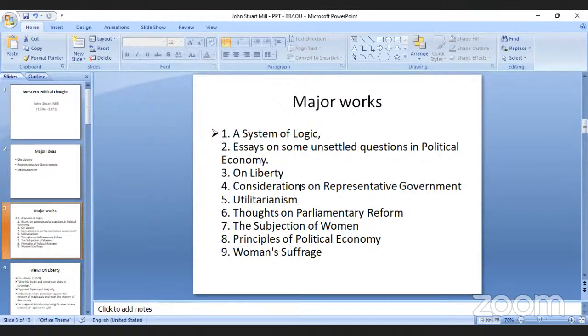Sixth one thoughts on parliamentary reform. And seventh one is the subjection of women. Eighth one is principles of political economy. Ninth one, women's suffrage. So these 9 are major works of J.S. Mill.